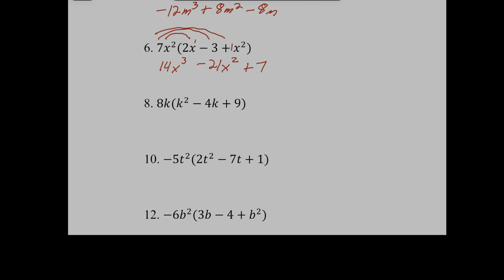There is a number, it's a 1, right? If it's not written, so 7 times 1 is 7. X to the what? 4. And I did it by adding them, not by multiplying them, okay? Let's keep going. Number 8.